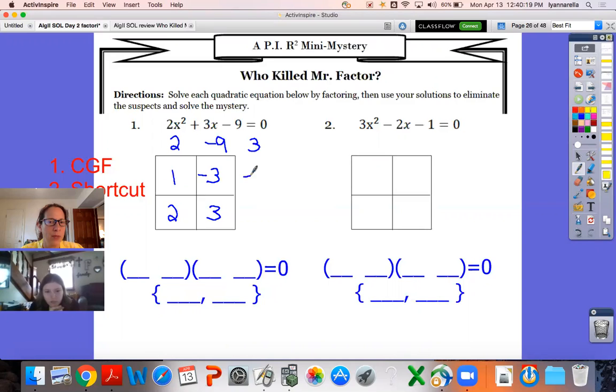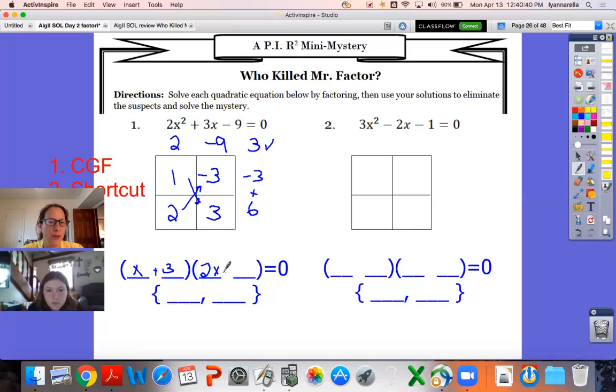1 times -3 is -3. 2 times +3 is 6. And if I add 6 to -3, I do get 3, so that checks. So this 1x plus 3 is a factor. And this 2x minus 3 is another factor.